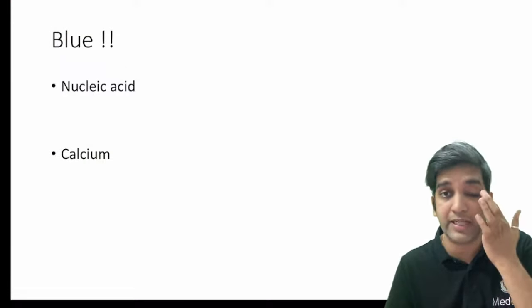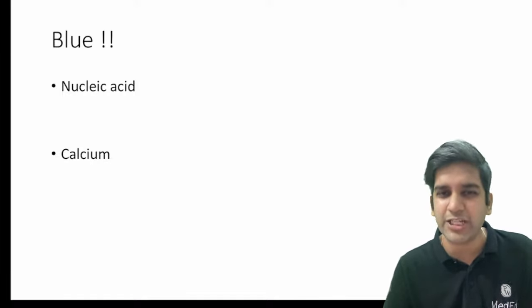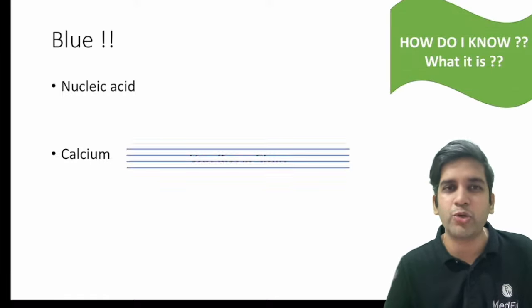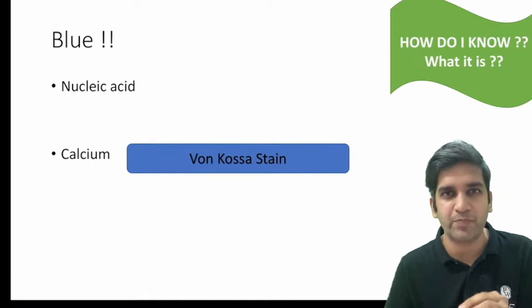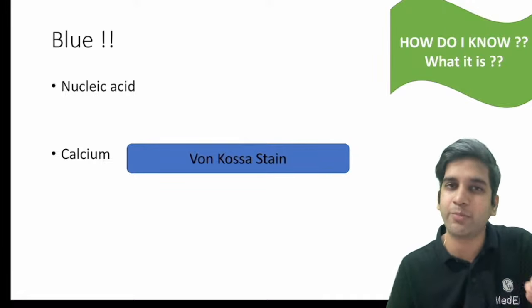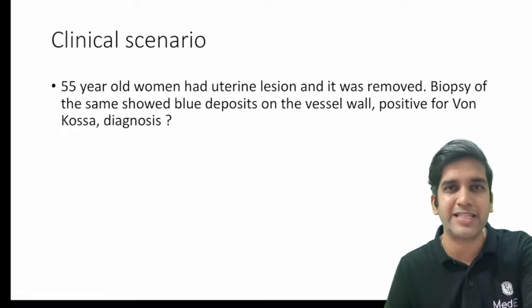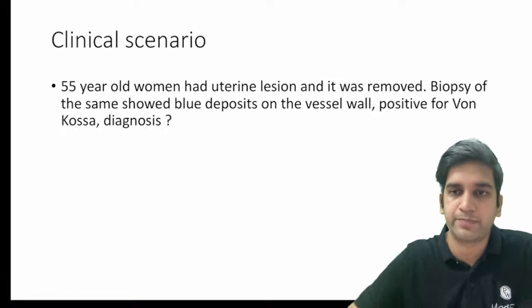There are two things which can be blue in color. One obviously is the nucleic acid, DNA, RNA, primarily nucleus, and another one is calcium, right? So for calcium, I have two stains, but I want you to remember only one stain, which is von Kossa. The other one is alizarin red, but fine. Von Kossa is more than enough for calcium. That will be more than enough for us to diagnose. This is the most commonly done stain as well. Fine. Okay, let's go to a question.